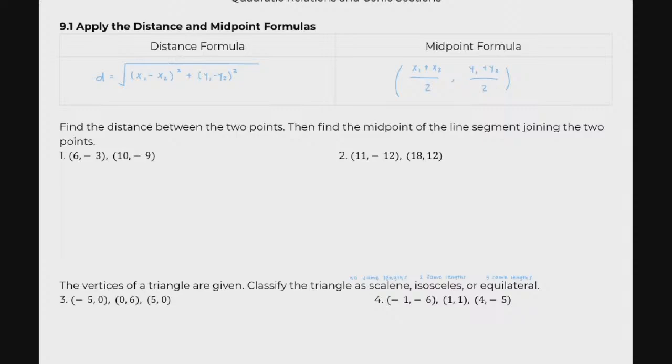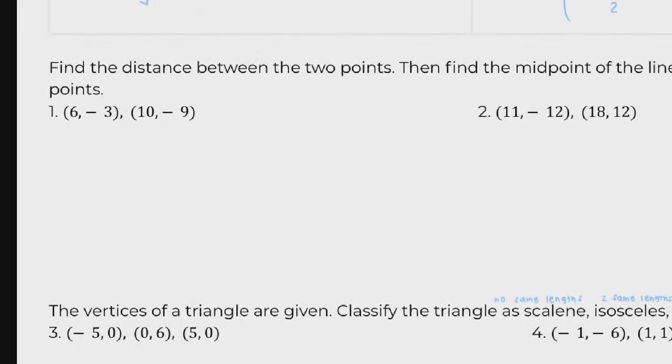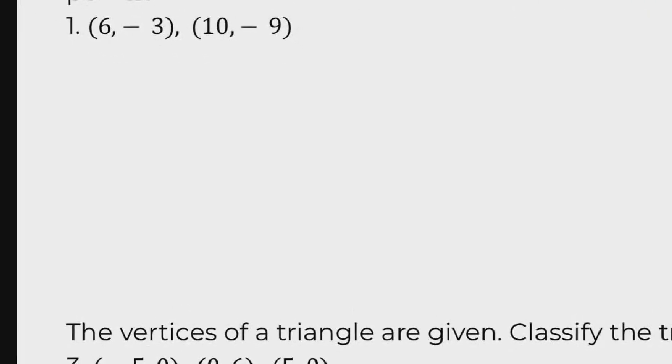In this first section, we want to find the distance between the 2 points and then find the midpoint of the line segment joining the 2 points. So for the distance, we're going to plug this into the distance formula. So we got d equals the square root of 6 minus 10 squared plus negative 3 plus 9 squared, because it's minus negative 9, which becomes plus 9.